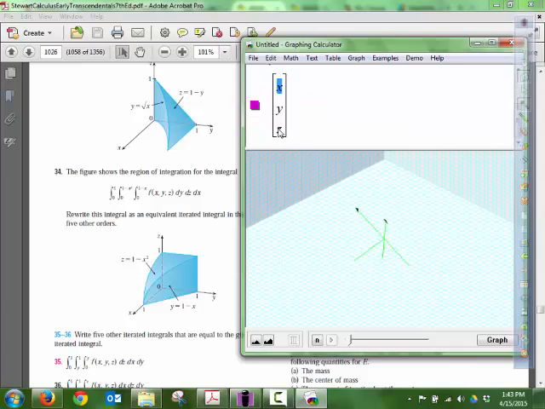So I'm going to make a parametrized surface with u's and v's. I think it'd be easiest to parameterize this triangle down in the bottom first. So I have a u and v. All right, that's one surface. Let's go to the next one.